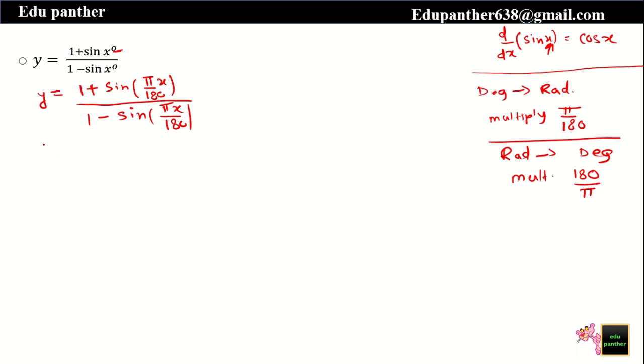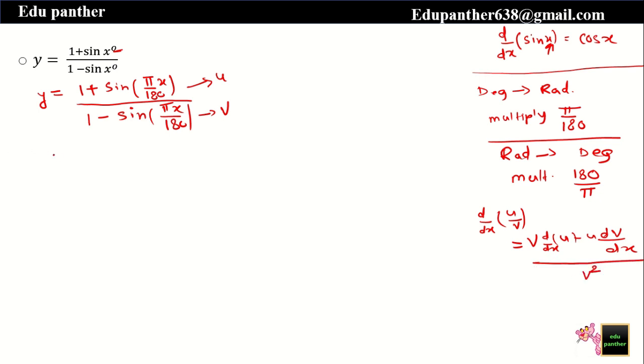We can use our derivative rules here. So here we can see it is division of two terms. Say this is your u and this is v. So we have to use u by v rule of differentiation. So what is u by v rule? What is the formula for derivative of u over v? It's v into derivative of u minus u into derivative of v divided by v square.